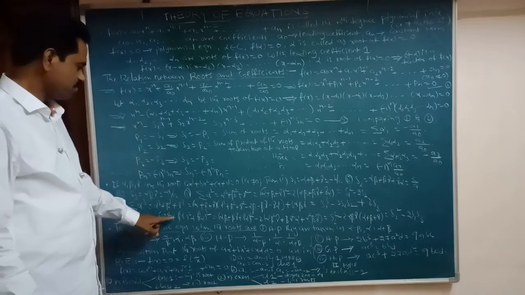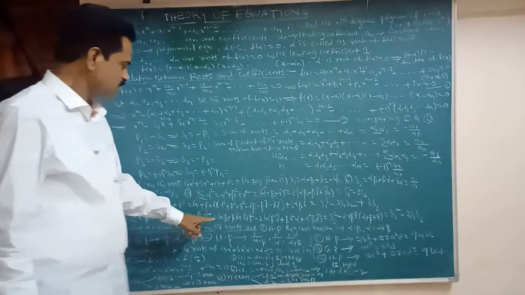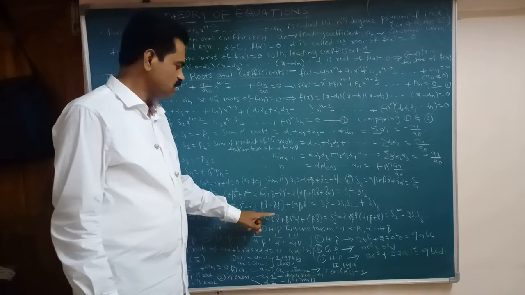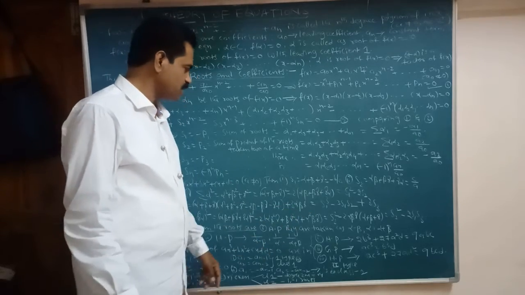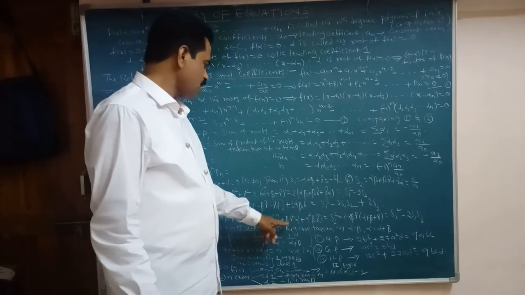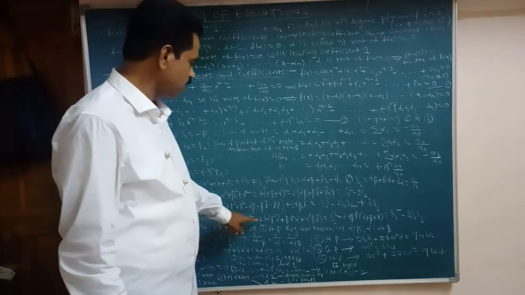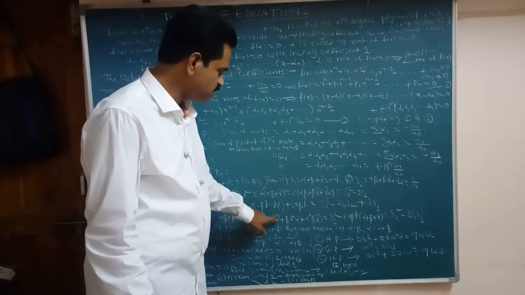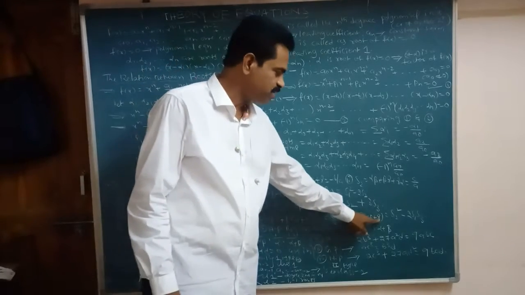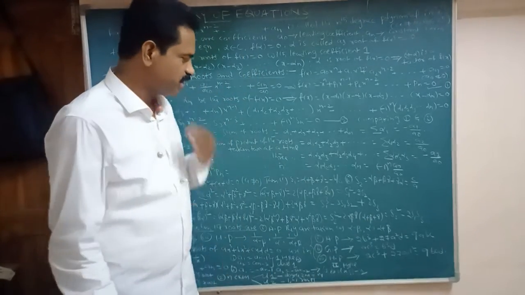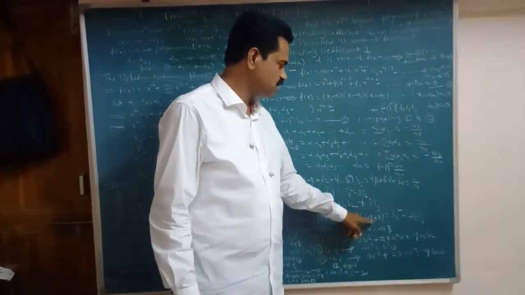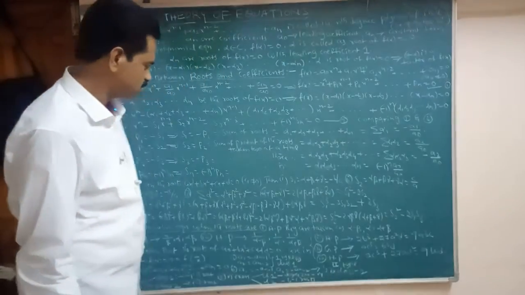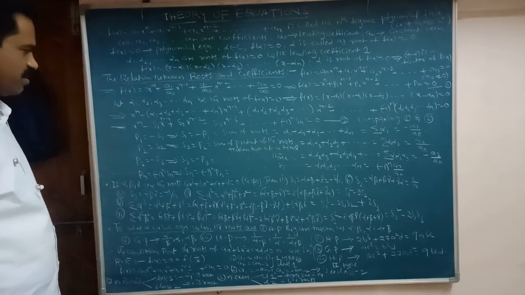See here, a square plus b square plus c square is a plus b plus c whole square minus 2 times ab plus bc plus ca. So here beta square, gamma square, alpha square will come. In this, alpha beta gamma is common. So this is S2 square minus 2 alpha beta gamma into the remaining: 1 beta, 1 gamma, 1 alpha, that is alpha plus beta plus gamma. So S2 square minus 2 S3 into S1. It is nothing but S2 square minus 2 S1 S3. Similarly we can find the remaining also.